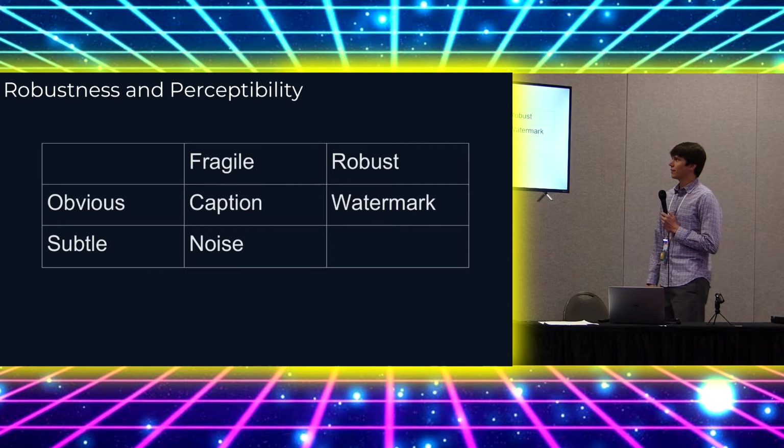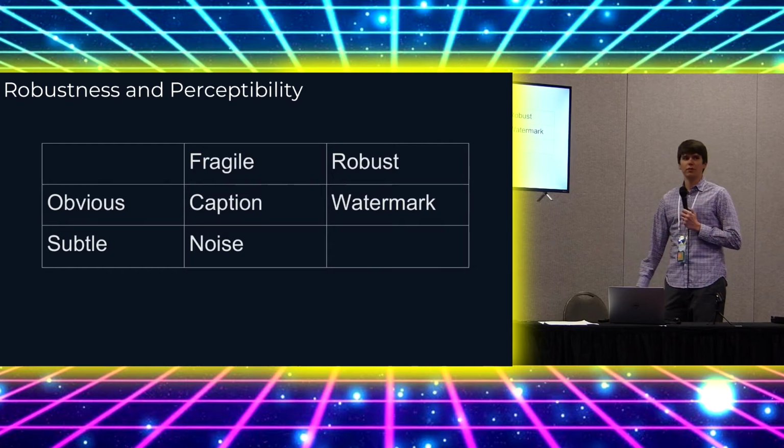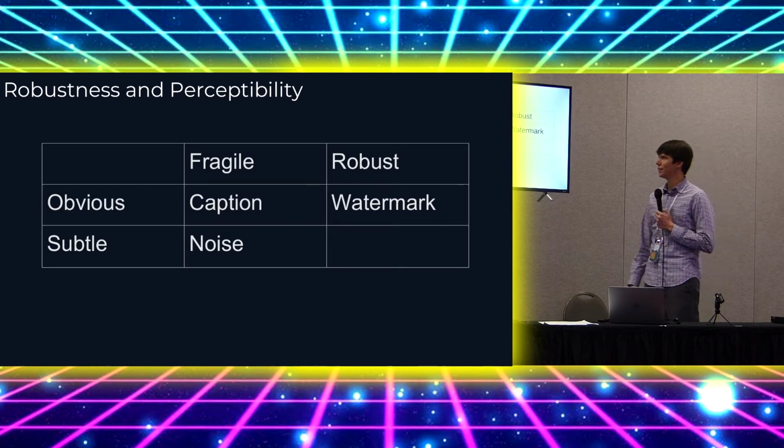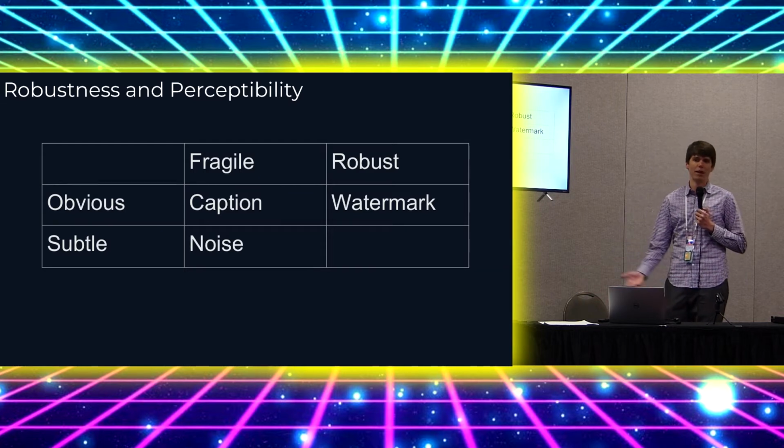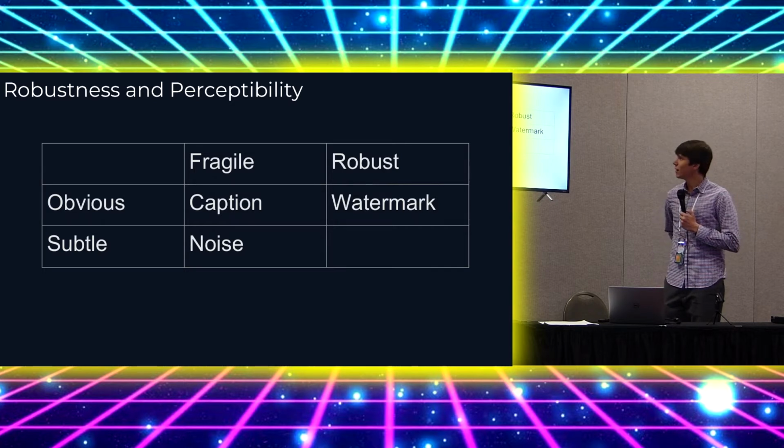Now if it's subtle and fragile, again, we're kind of at no signal there. If you think of re-encoding a JPEG, there's some noise associated with that. If you re-encode it, it might be totally changed. There's nothing useful there. If it's obvious and fragile, that might be a caption. It could be easily cropped out or altered if it's fragile.